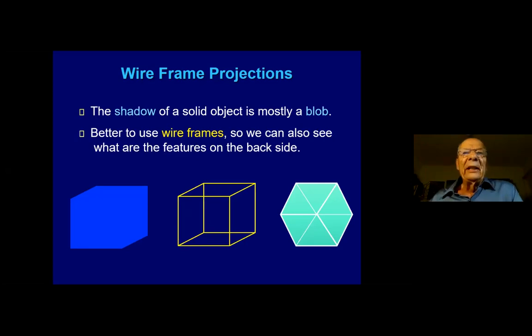Here is an oblique projection of a cube. On the left, I show this projection just as a shadow. Clearly, this is not very informative. It is just a featureless blob. It is much better to project wireframes of these objects. Then we can see through them, and we can also see their backsides and the features on the backside. All figures here are just 2D images, but your brain allows you to see some of them as a cube, as a 3D object.